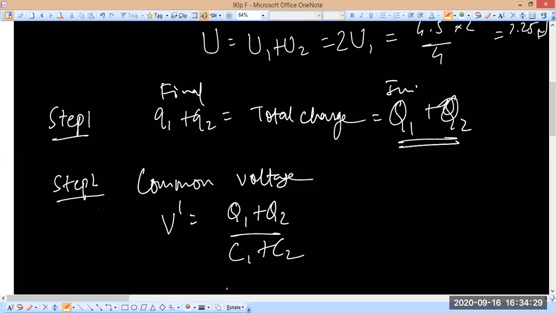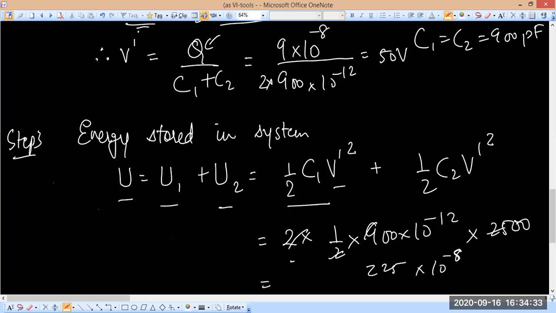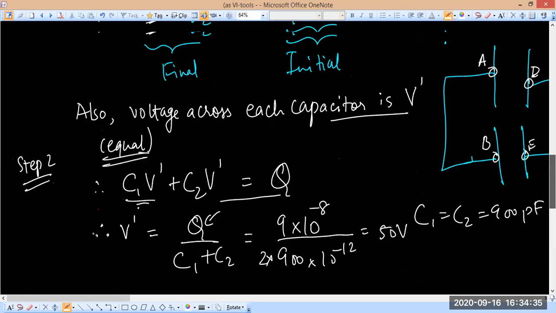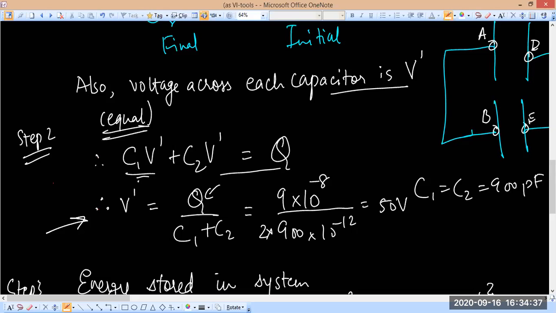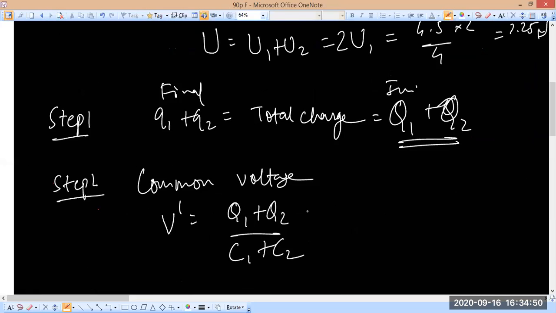Where did this come from? Where did this come from? Here. Look at this line. Right? That is what will always happen, right? Because the steps are such that you will always get total charge upon total capacitance, right? What I mean to say is you will get total charge upon total capacitance, right?